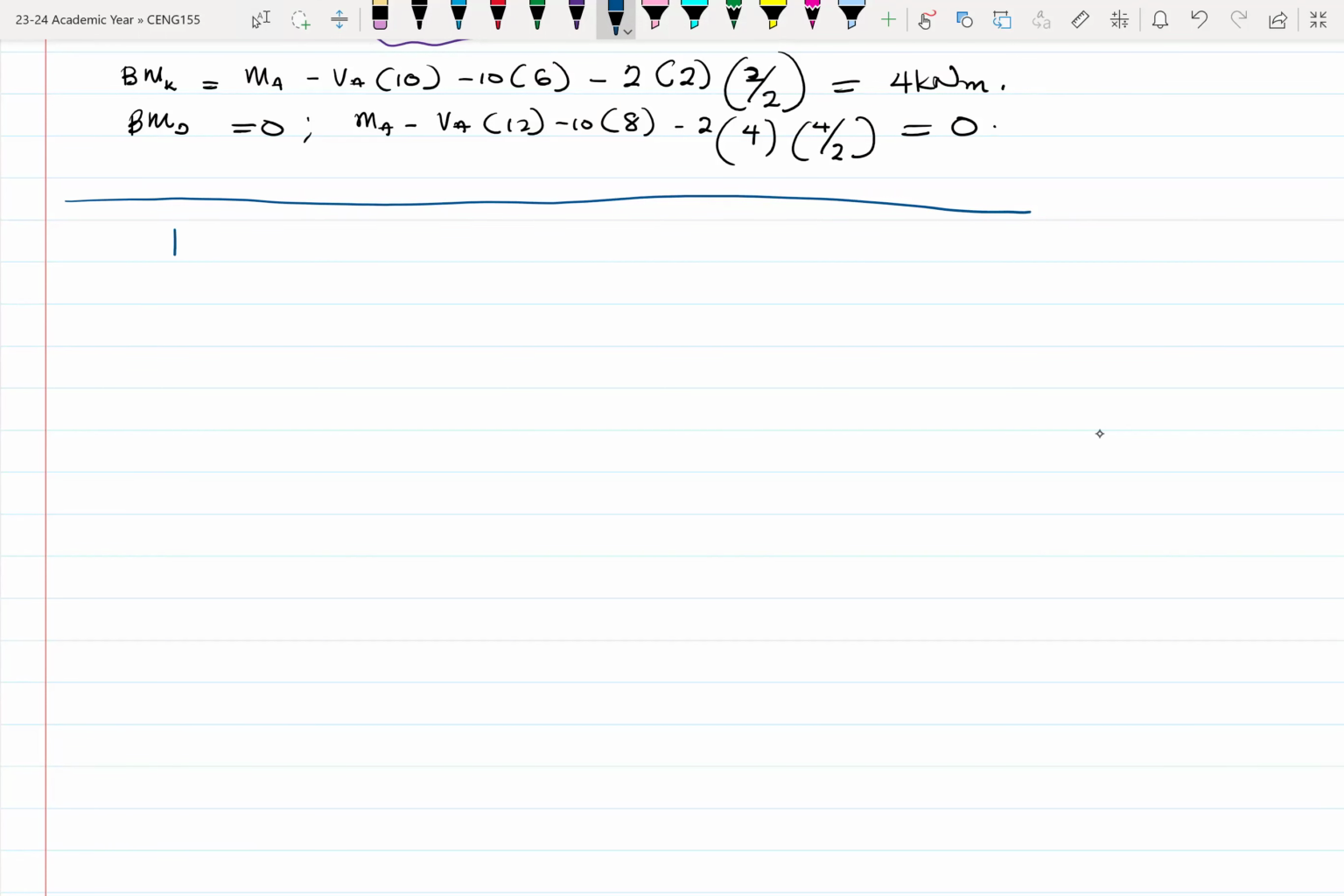Now let's look at frames briefly. We won't spend too much time over here. A frame is usually a combination of beams and columns.